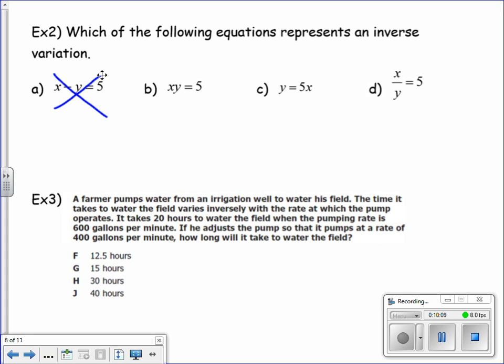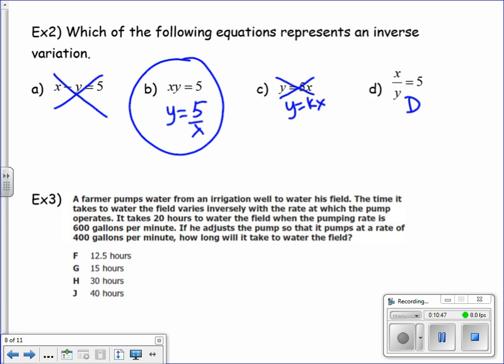Letter C looks to me like direct variation. That's y equals kx. So that's no good. All right. Letter D also looks like one of the versions of direct variation. Remember, I know on the last page it was y over x equals 5. That doesn't really matter. It could be x over y or y over x. I like to remember division of the variables is direct variation. Division is direct. So that one's direct variation also. So here we go. Y equals 5 over x could be another version of the same thing. This is the one. All right.